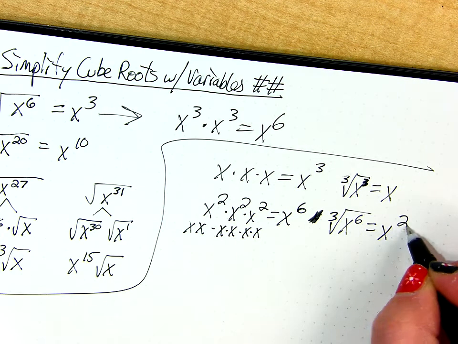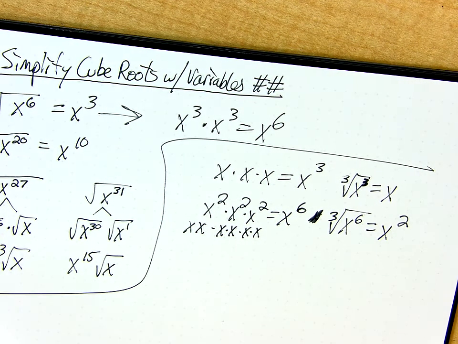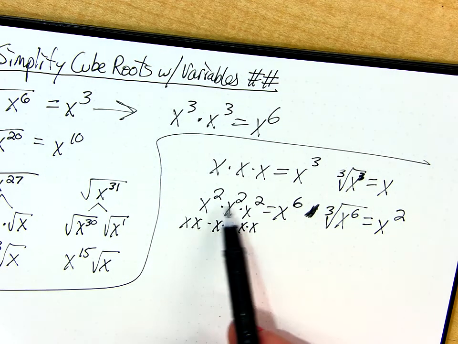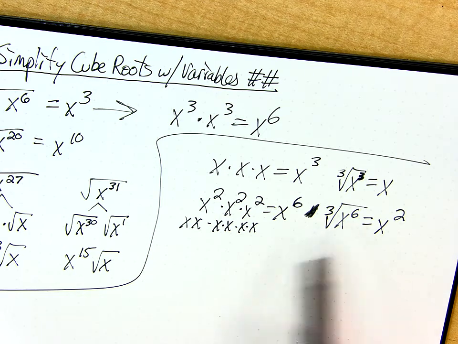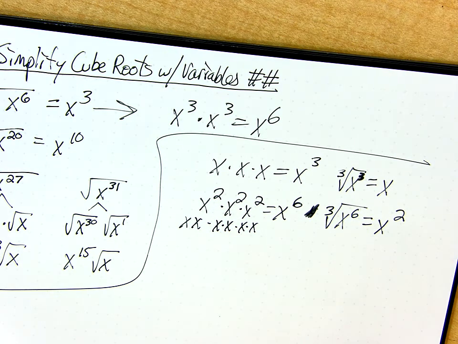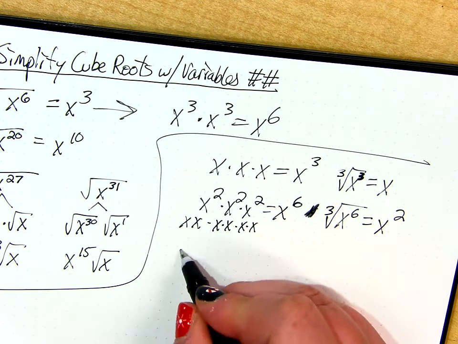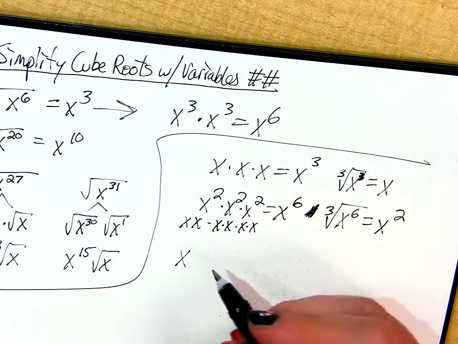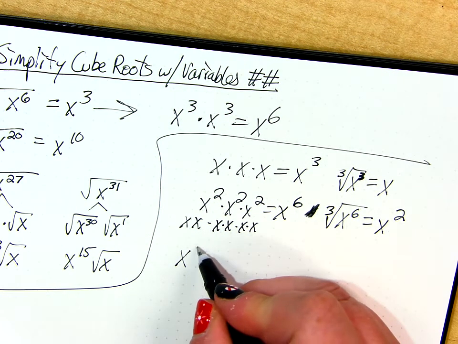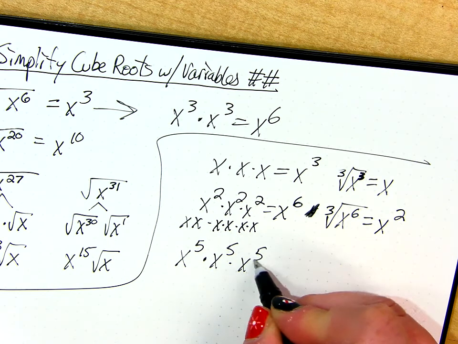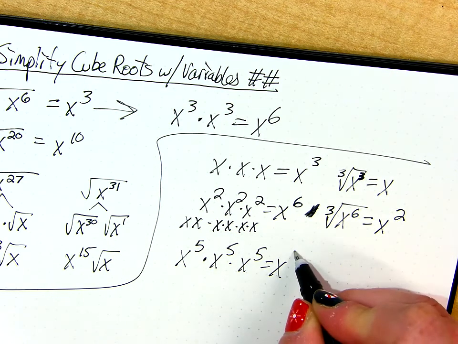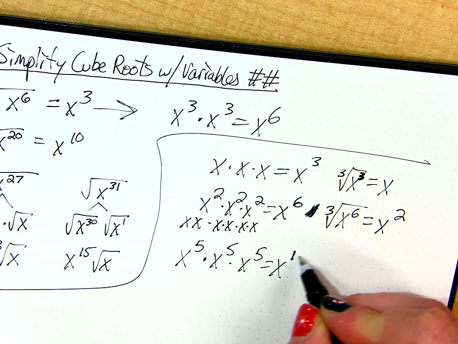X squared. Right? Because isn't it x squared times x squared times x squared that gets me x to the 6th? So if I took the cube root of x to the 6th, it would just be one of those. Okay? We'll do one more. Let's say I had x to the 5th times x to the 5th times x to the 5th. That would be x to the 15th.